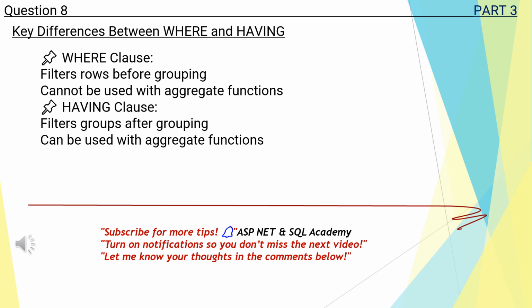The where clause filters data before any aggregation or grouping happens, and it cannot be used with the aggregate functions like sum, average or count. The having clause filters data after grouping, and it is specifically designed to work with the aggregate functions.